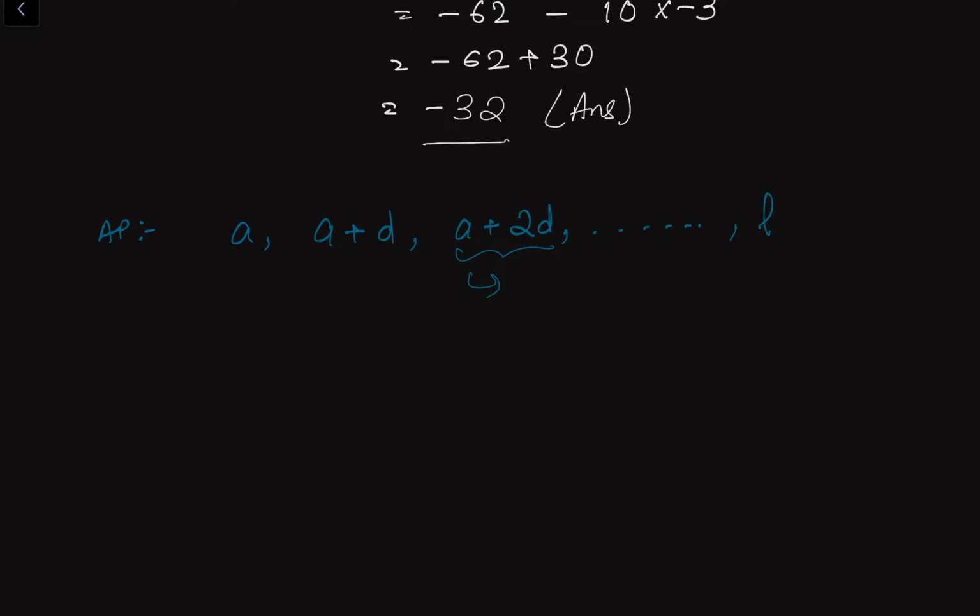This is A, so the second term is A plus D, and then the third term will increase by another D. So this is the second term, and the common difference is D, so it will again increase by D, so it is A plus 2D. Similarly we will go on, and the last term, since we don't know the number of terms, we are denoting by L.